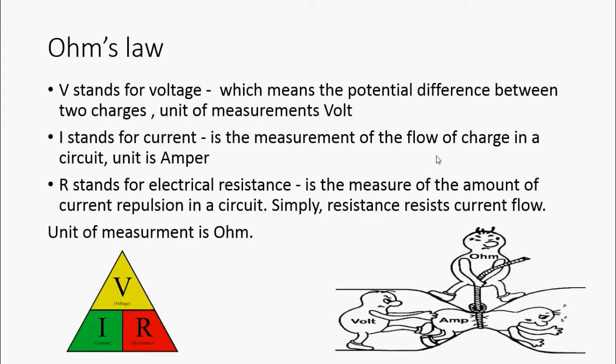The V stands for voltage, which means the potential difference between two charges. In other words, it is a measurement of the work required to move a unit charge between 2 points. When we see a value such as 10 volts, it is a measurement of potential difference between two reference points. Normally, the 2 points will be positive 10 volts and 0 volts, also known as the ground.